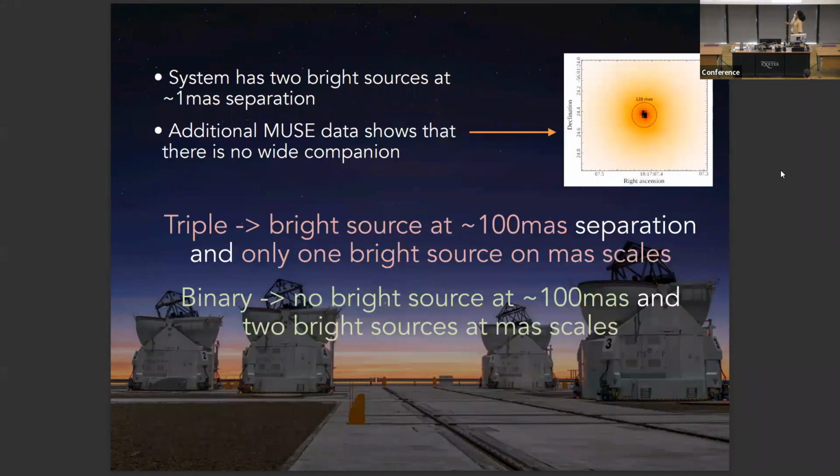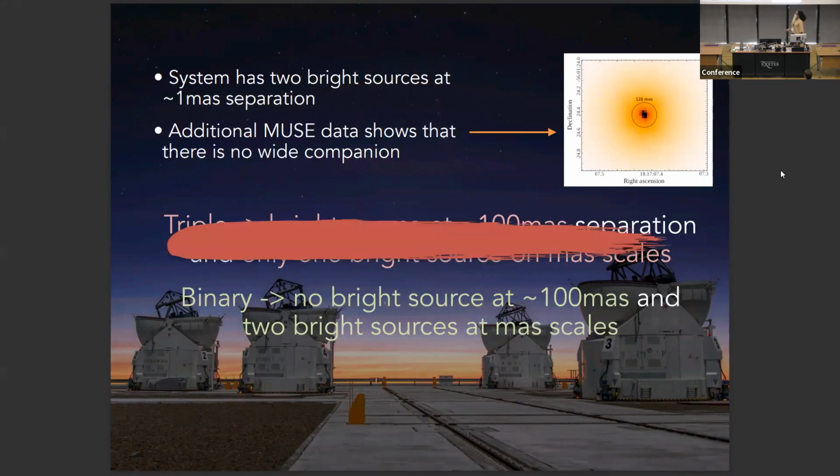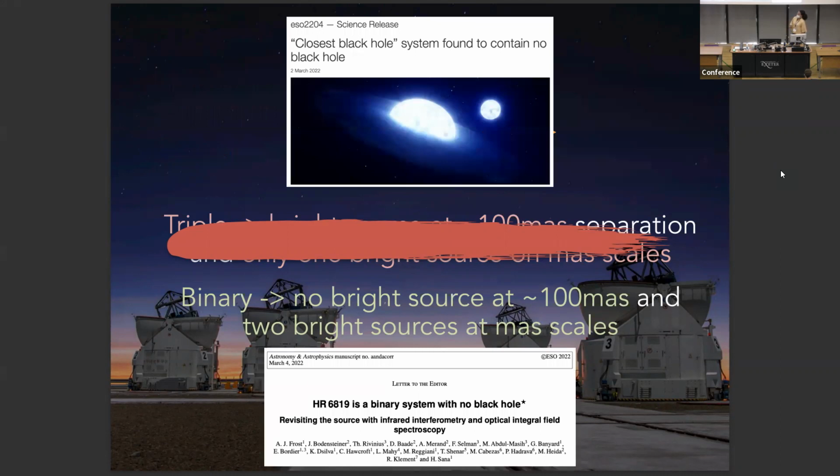Combining this interferometric data with additional MUSE data, which checked the wider region, we're able to determine from the MUSE data that there's no bright companion at the 100 milliarcsecond scales. And from the GRAVITY data, we know we have two bright sources at 1 milliarcsecond scales. So we can rule out the triple scenario and determine that, in fact, we think HR 6819 is a binary with a 1 milliarcsecond separation. Furthermore, the brighter star in the system, which shows the Brackett gamma emission, also appears to be a Be disk. So basically interferometry was a key player in determining the true nature of this system.